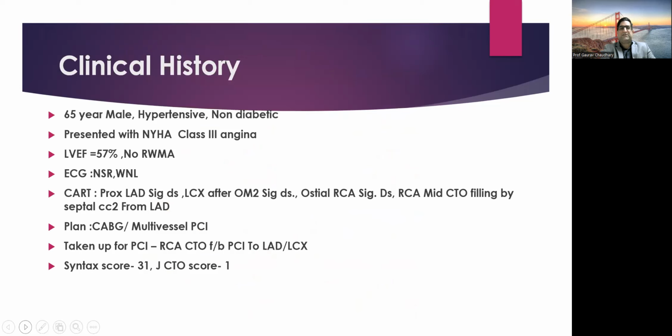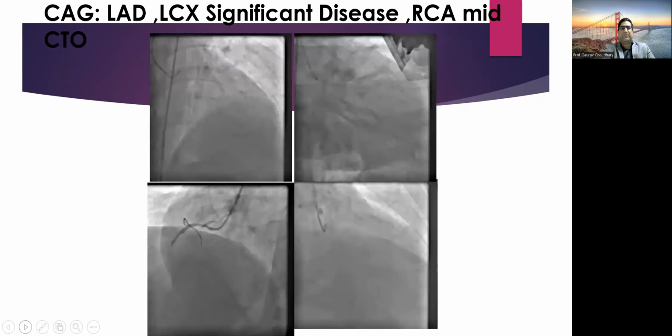In this particular case, a 65-year-old male, hypertensive, non-diabetic, presented with class 3 angina. He has a normal ejection fraction, and angiogram revealed multivessel disease. LAD and LCx had significant disease, and the RCA had a CTO filling retrogradely from collaterals from the LAD. The plan was CABG or multivessel PCI. Syntax score was 31, and JCTO score for the RCA was 1.